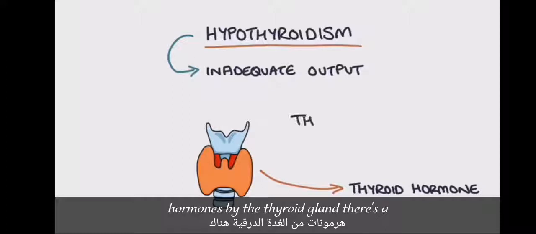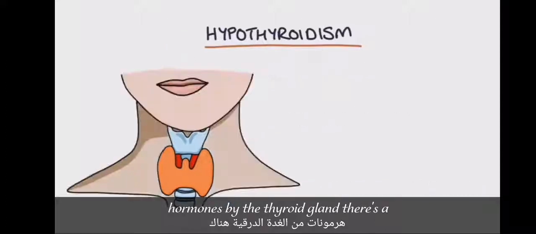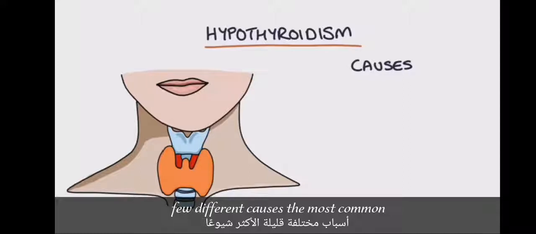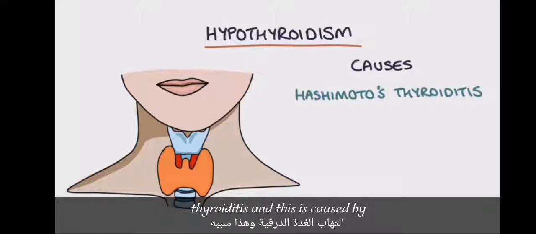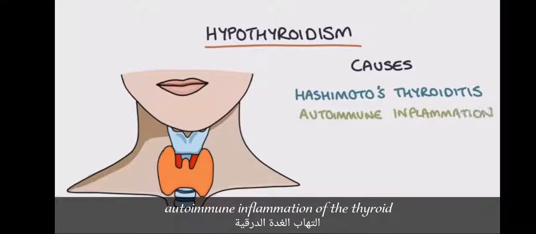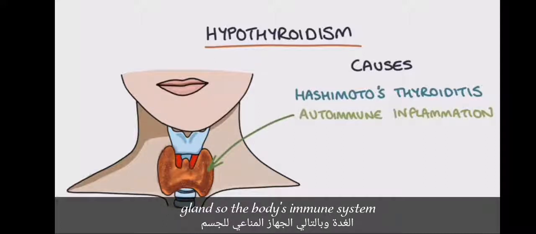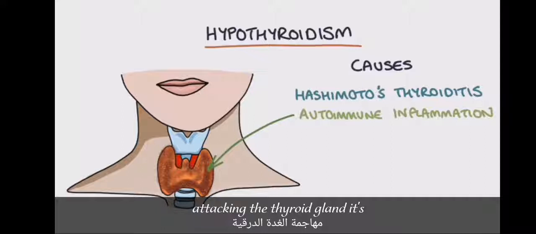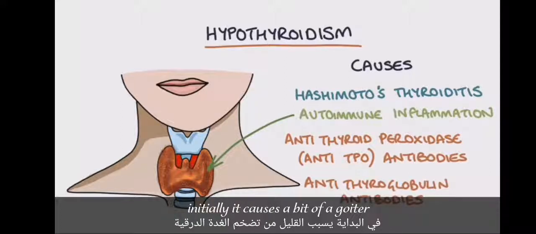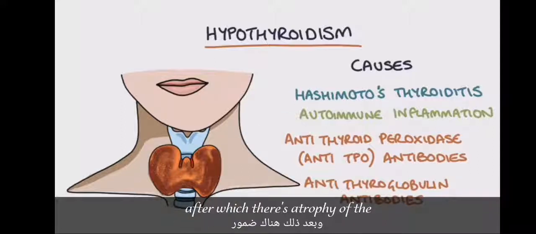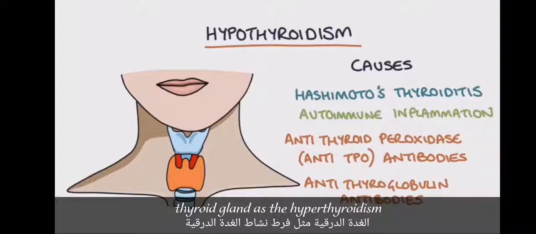Let's jump straight in. Hypothyroidism is the term used to describe inadequate output of thyroid hormones by the thyroid gland. There's a few different causes. The most common cause of hypothyroidism in the developed world is Hashimoto's thyroiditis, and this is caused by autoimmune inflammation of the thyroid gland, so the body's immune system attacking the thyroid gland. It's associated with antithyroid peroxidase or anti-TPO antibodies, and also with antithyroglobulin antibodies. Initially it causes a bit of a goiter, after which there's atrophy of the thyroid gland as the hypothyroidism sets in.